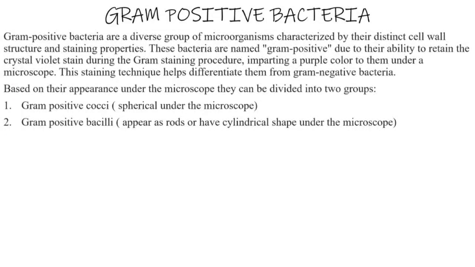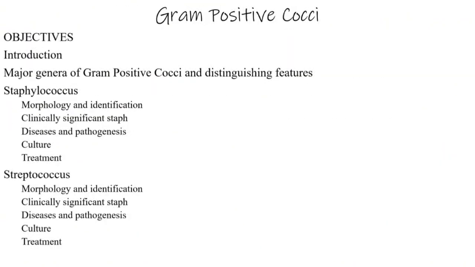Under the microscope, gram-positive bacteria can either look spherical or cylindrical, like rods. When they are spherical, they're called cocci. When they are cylindrical, they are called bacillus. Our objective today is to go through one of the gram-positive cocci bacteria, that is Staphylococcus. In another video, we'll talk about Streptococcus.